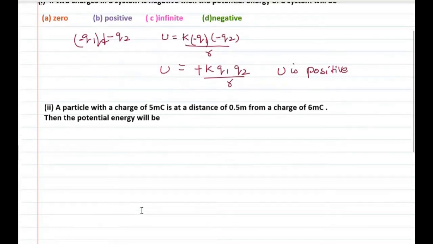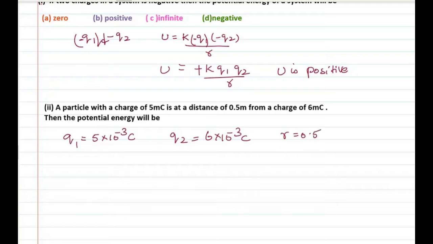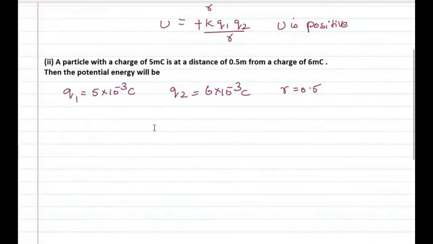Now, a particle with a charge of 5 millicoulomb, that is 5 into 10 to the power of minus 3 coulomb, let it be Q1, is at a distance of 0.5 meter from a charge Q2 of 6 millicoulomb, 6 into 10 to the power of minus 3 coulomb. These are the given quantities. Now you have to find the potential energy.